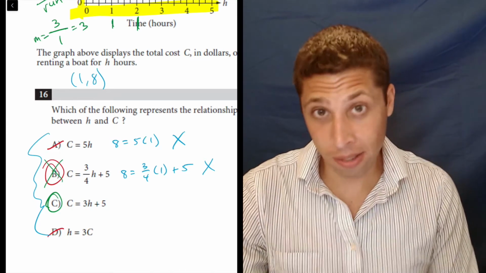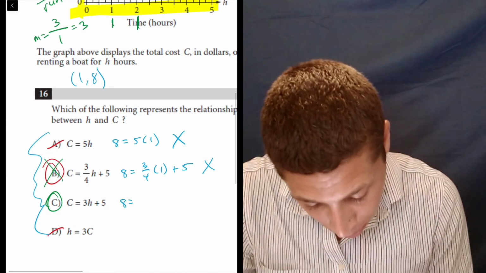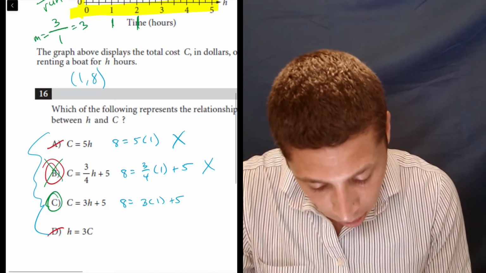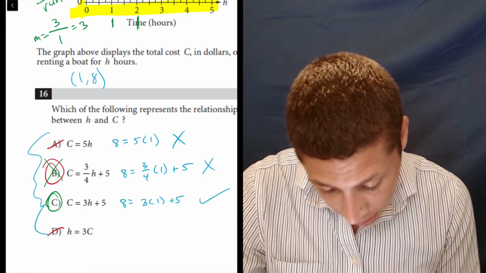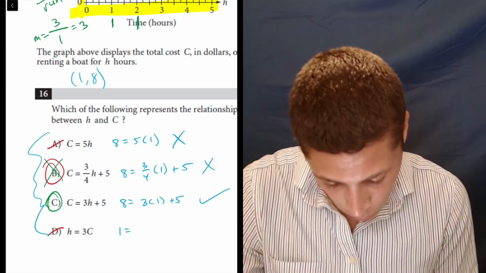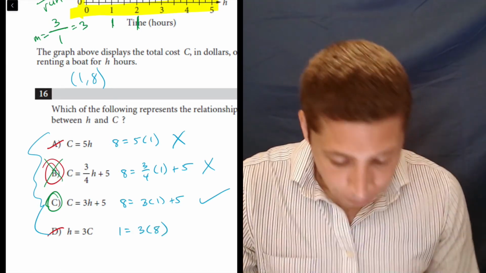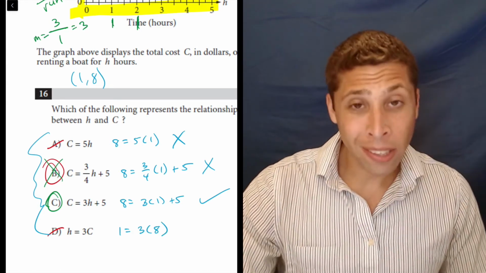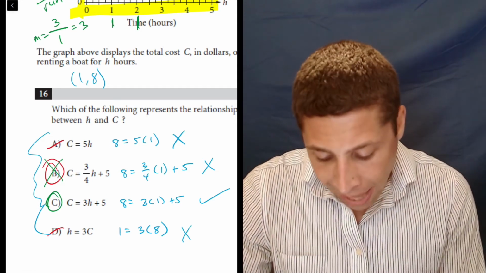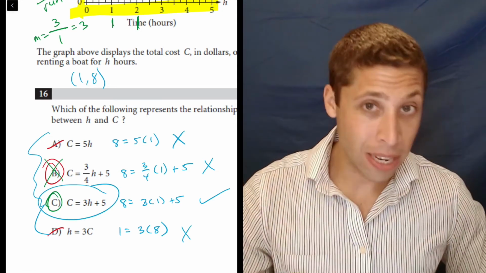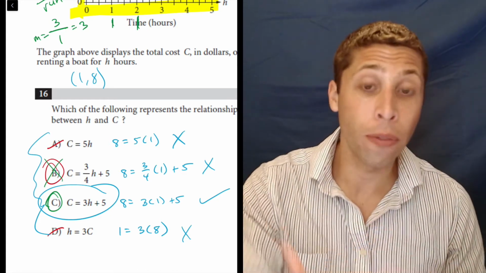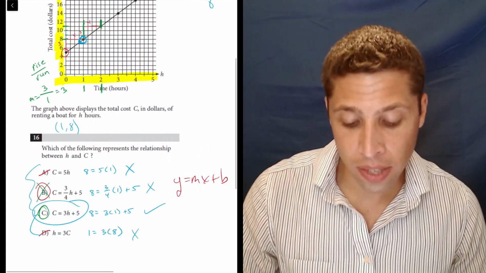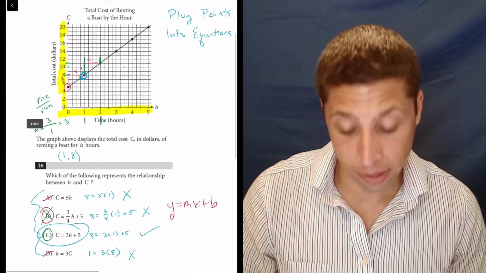Whereas choice C is going to work out just fine, right? So 8 is equal to 3 times 1 plus 5. Well, yeah, 3 plus 5 is 8, so that makes sense. And then here, okay, they switched up x and y, which is weird. But there you go. 1 is equal to 3 times 8? No. And just like that, I would have picked C without even encountering the problem that most of you probably did encounter, this problem of scale, this problem of counting boxes.